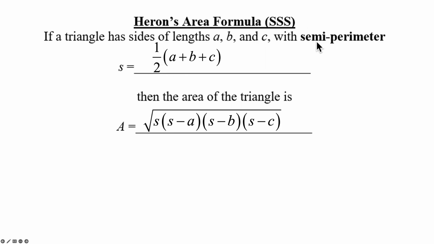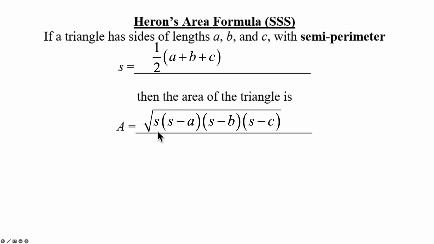Semi means 2, so you have to break it into 2 parts. If we said a quarter perimeter, then we would divide by 4 and break it into 4 equal parts. But this is going to be called S for the semi-perimeter. This value of S has to be bigger than A, B, and C individually.